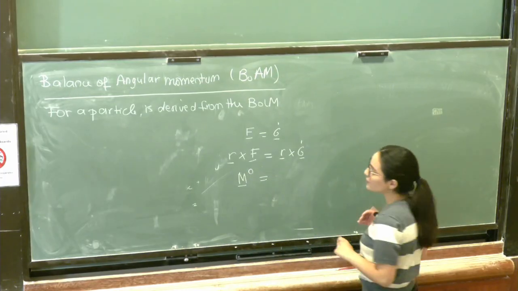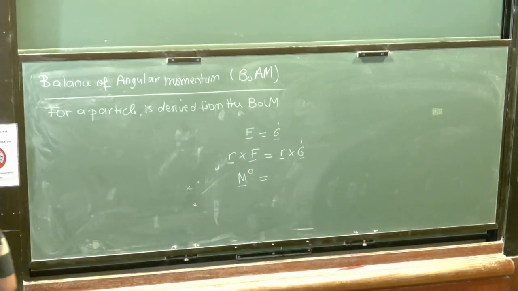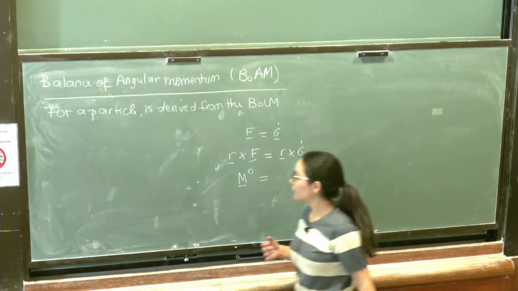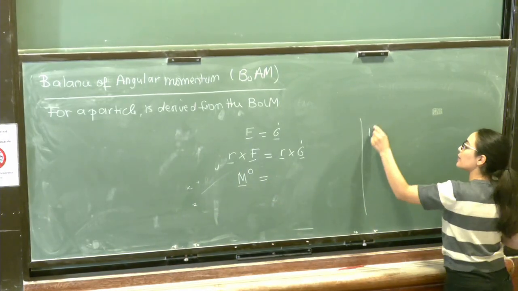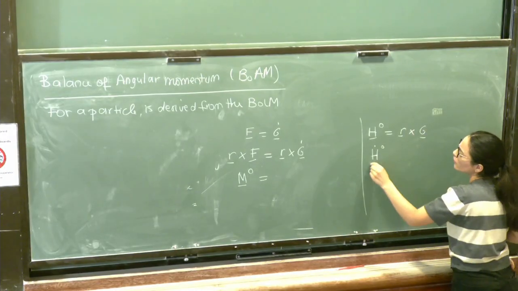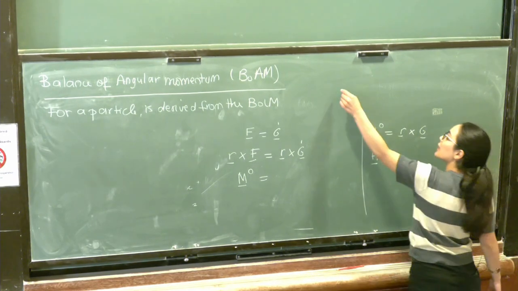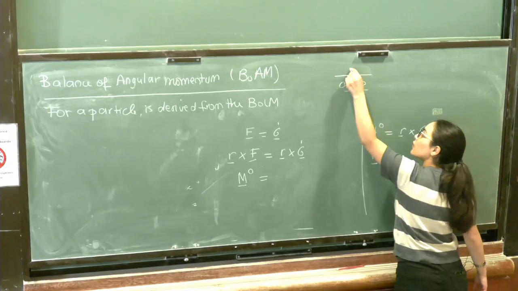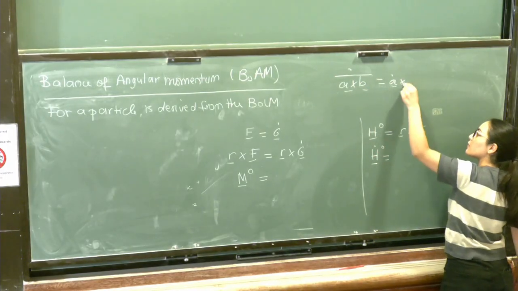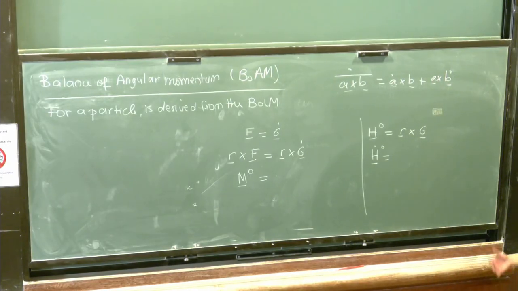Now what is R cross g dot? Well, I have that R cross g is HO. HO is equal to R cross g. What is H dot O? How do I calculate the derivative of a cross product? I use the product rule. So if I have A cross B dot, it's going to be A dot cross B plus A cross B dot. So how do I calculate H dot O?